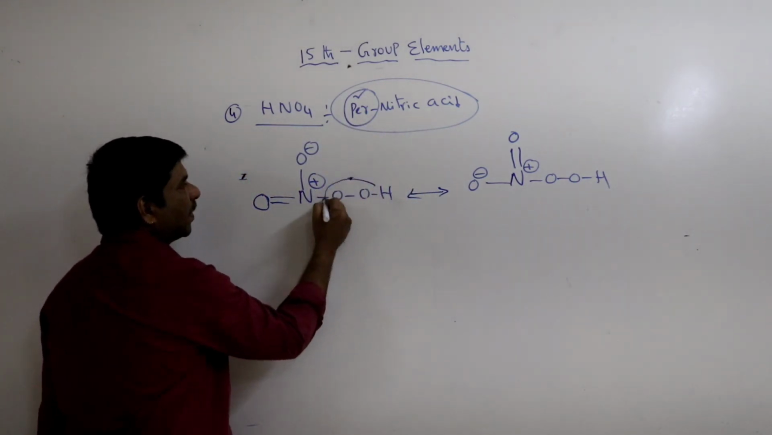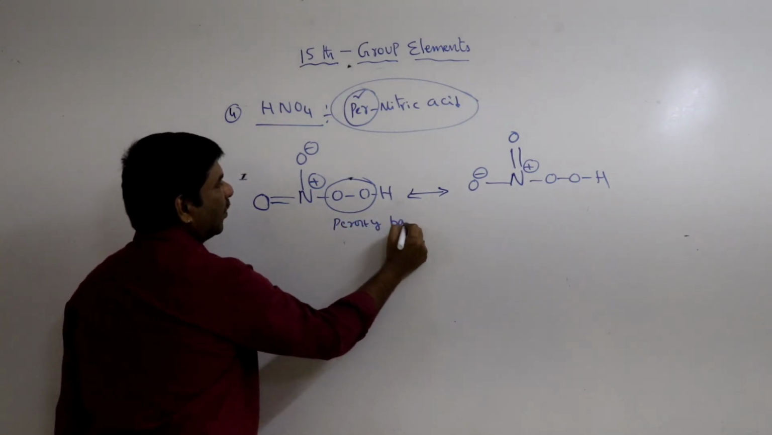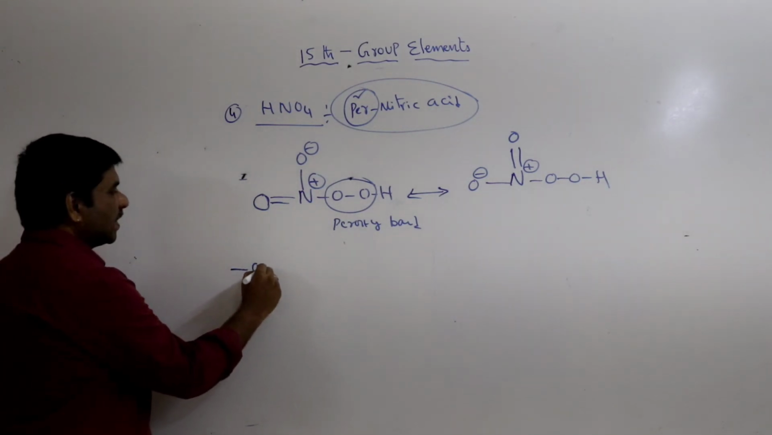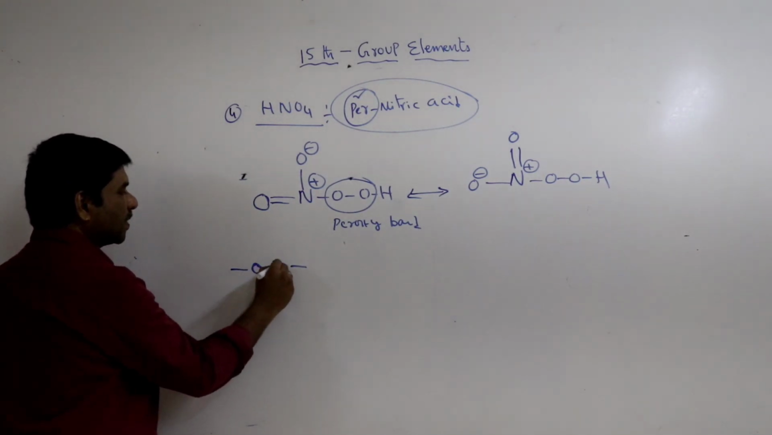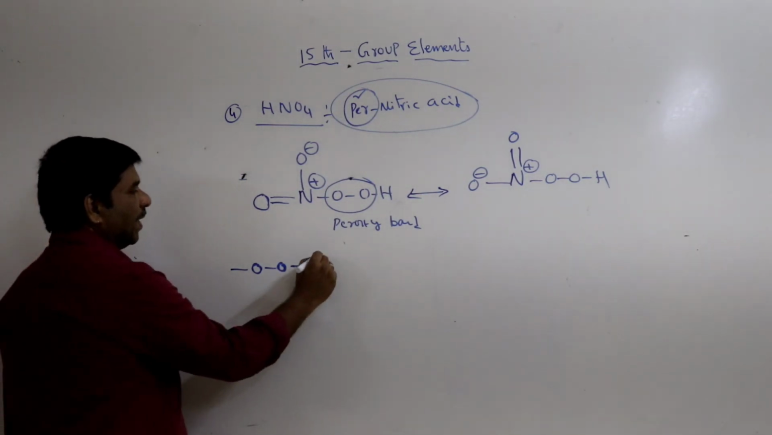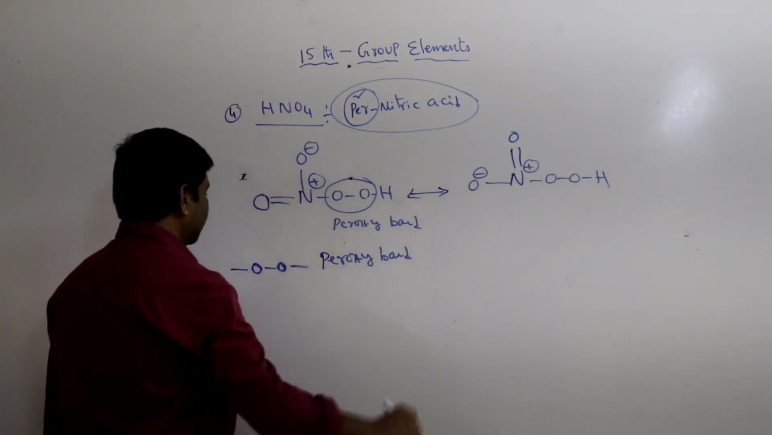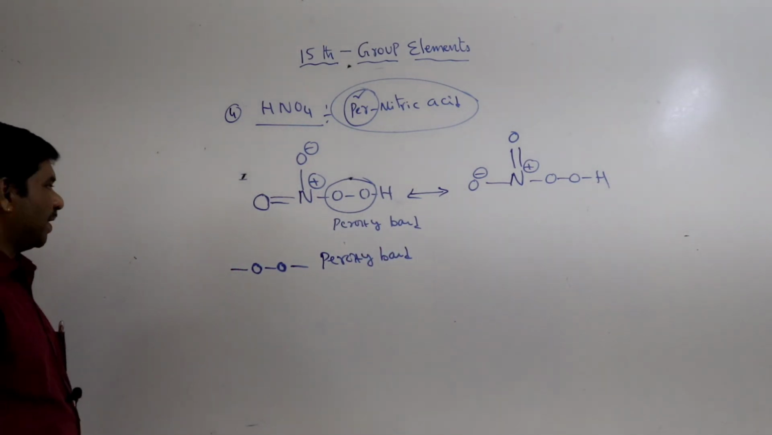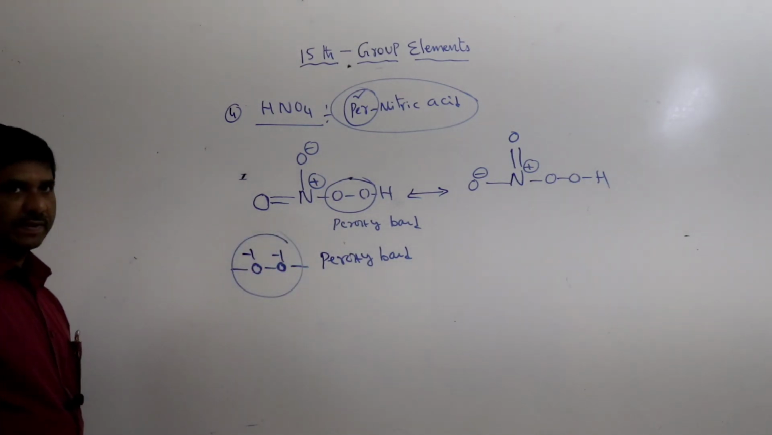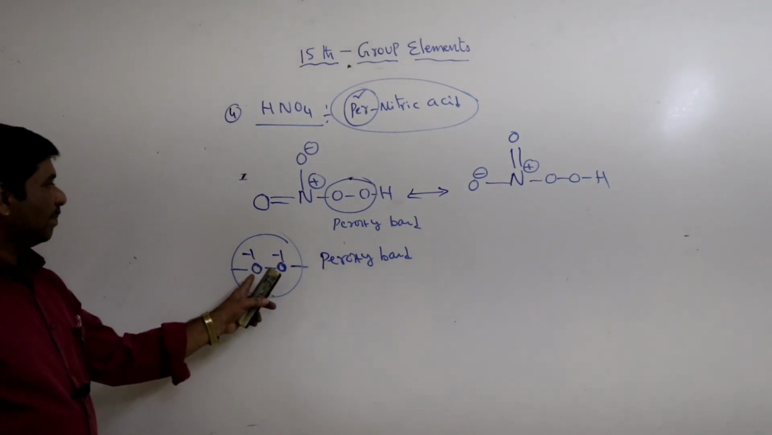This O-O is called the peroxy bond. You know this O-O from the first year hydrogen and its compounds and stoichiometry lesson. The O-O bond is called a peroxy bond. In a peroxy bond, the oxygen oxidation number is -1.